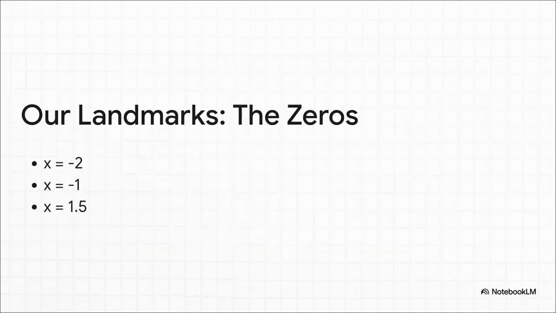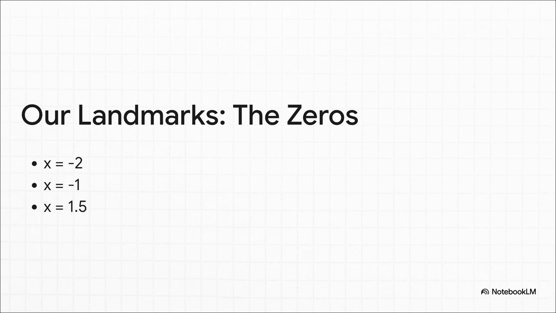And just like that, by solving those two little factors, we find all our landmarks. From the x plus 2 part, we get x equals negative 2. We already found x equals negative 1. And from 2x minus 3, we get x equals 1.5. These three numbers are the exact precise locations where our graph is going to cross the x-axis.